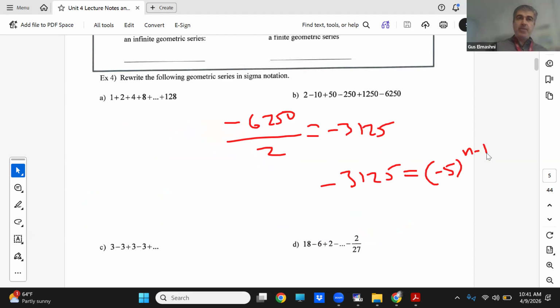Now, if you think about it, the negatives actually drop out, so you can cancel out the negatives because -1 raised to n minus 1, you could actually pull it out. That's okay. It's not a problem if you do that. And 3125, if you were to mess around with your calculator a little bit, it's going to be 5 to the 5th power.